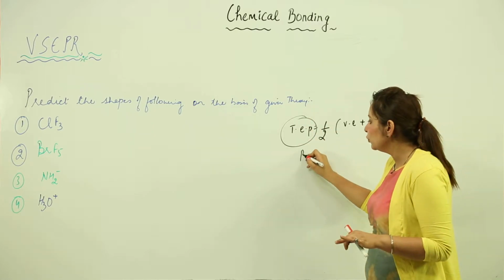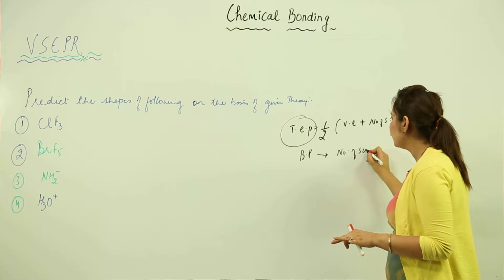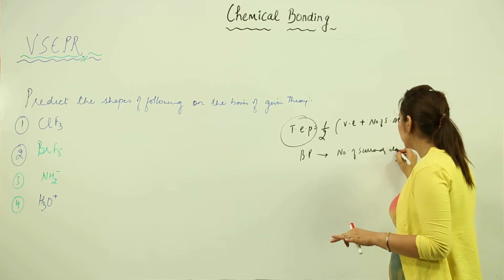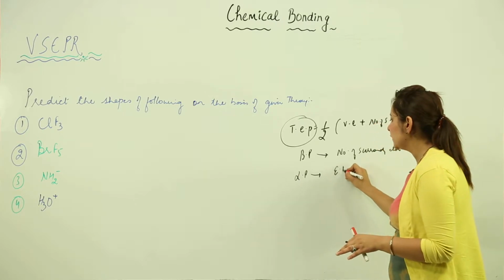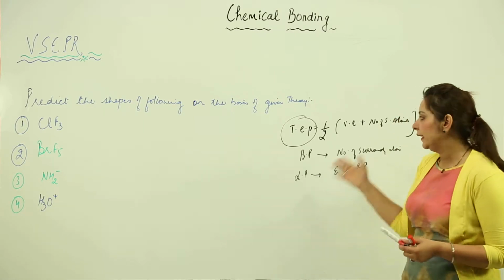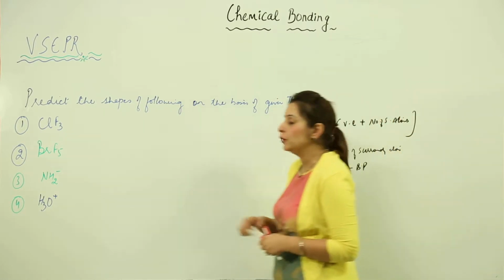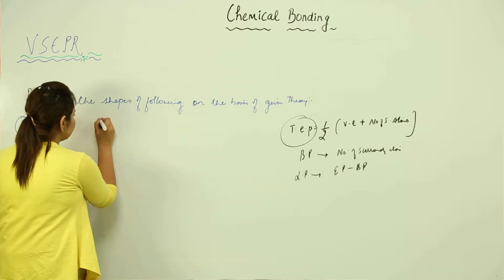Now if you want to know the bond pair out of the electron pair, it will be equal to the number of surrounding atoms. And if you want to know the lone pair, obviously you subtract the bond pair from the electron pair, and after doing that you will get a combination, right. So this is what I am going to apply here. So this is my ClF3.